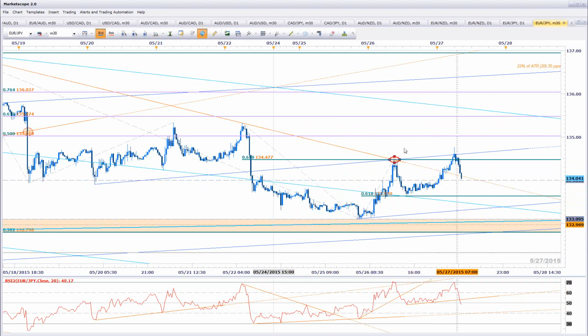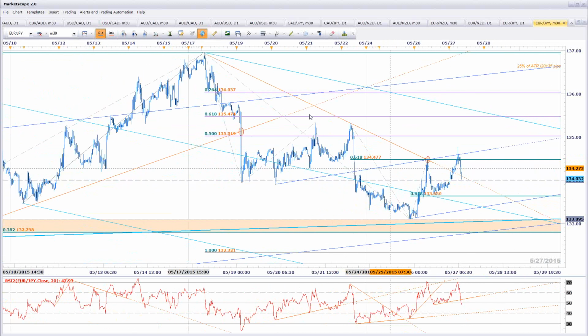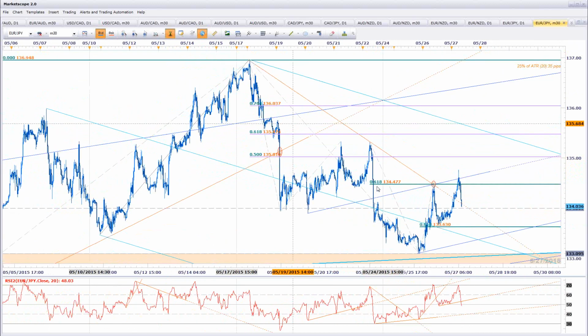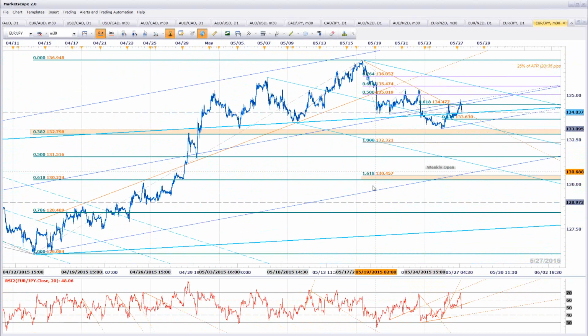Momentum remains a little lackluster with some divergence here on these highs, so you could get a little more of a pullback. Bottom line, again, another pair that has exquisite parallels. Let's just zoom this out real quick.